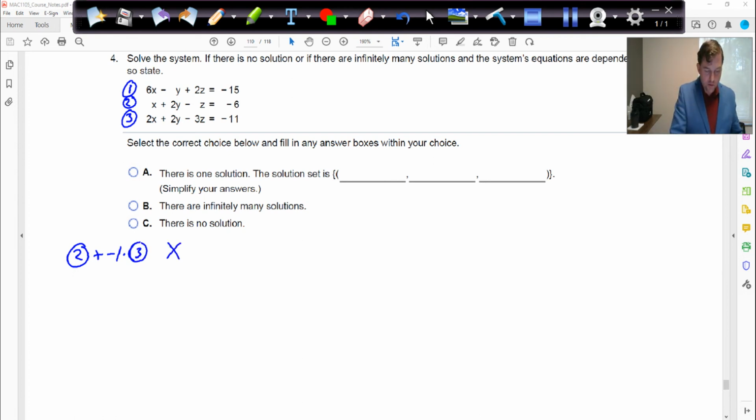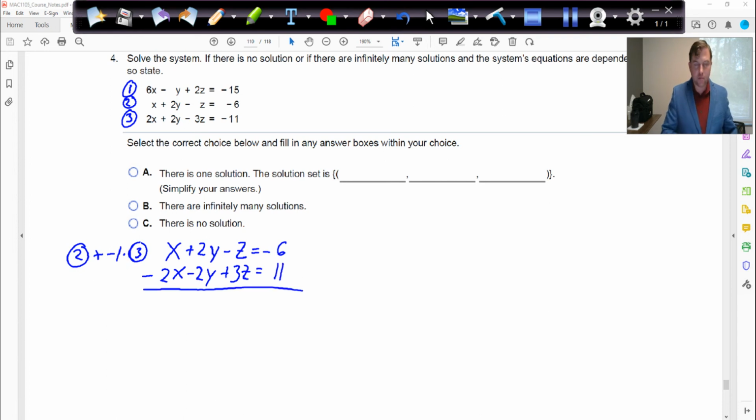So we start with equation 2. X plus 2y minus z equals minus 6. Now negative 1 times equation 3, I'm going to flip the sign on all these things. So 2x becomes minus 2x. Positive 2y minus 2y. Minus 3z plus 3z. And negative 11 becomes positive 11. Okay, now we can add straight down. This would be negative x, y's go away, plus 2z equals 5. And now we're going to call that equation 4.